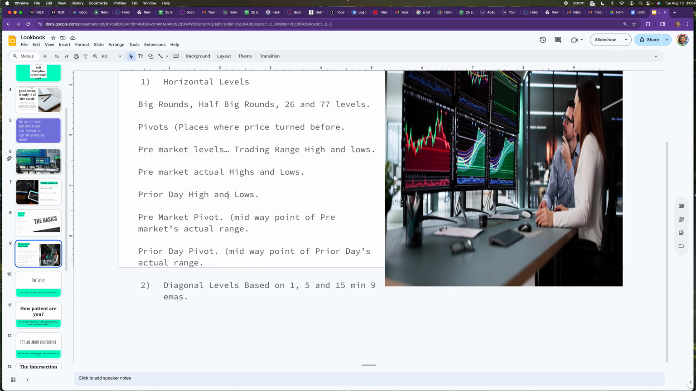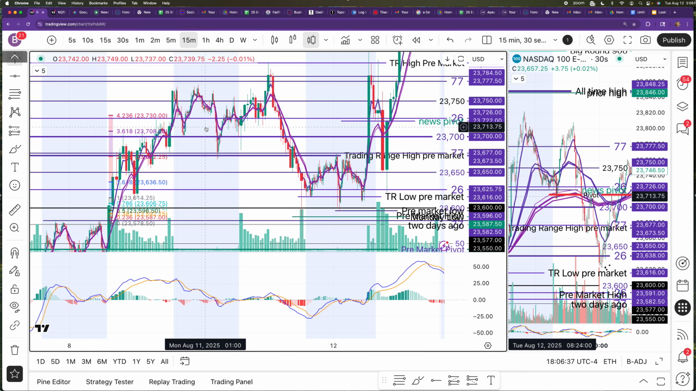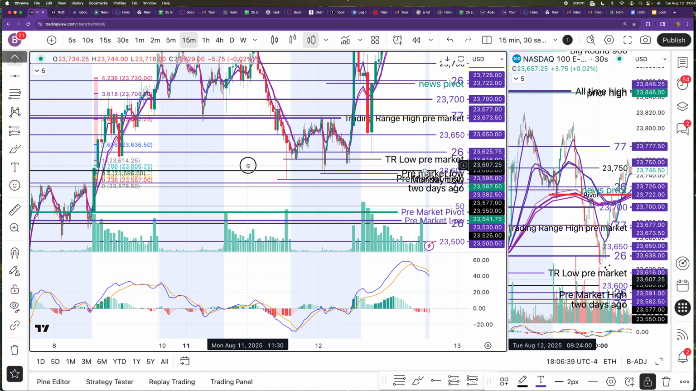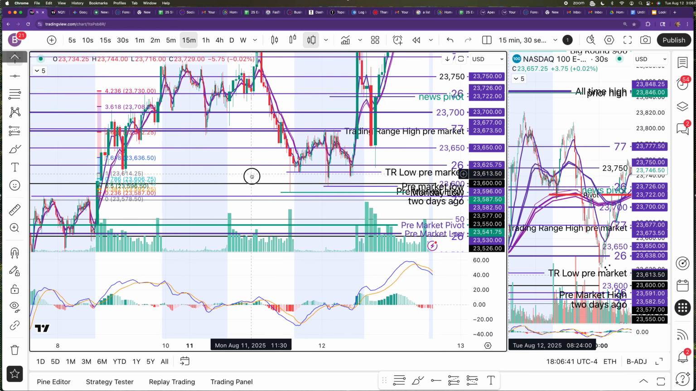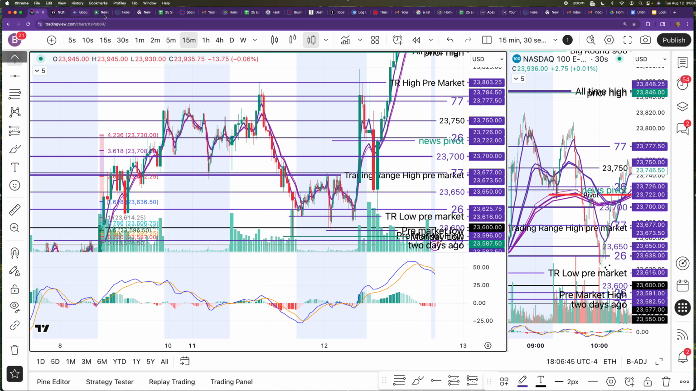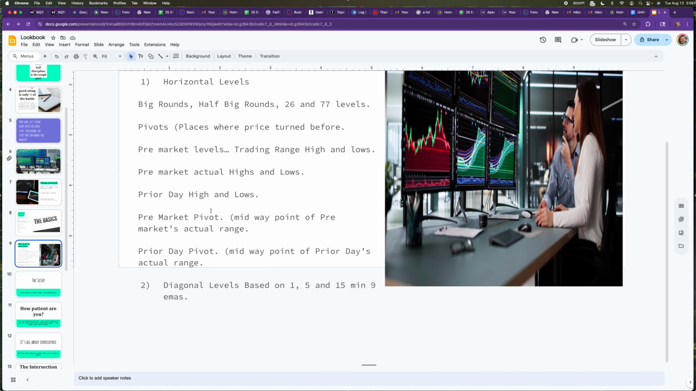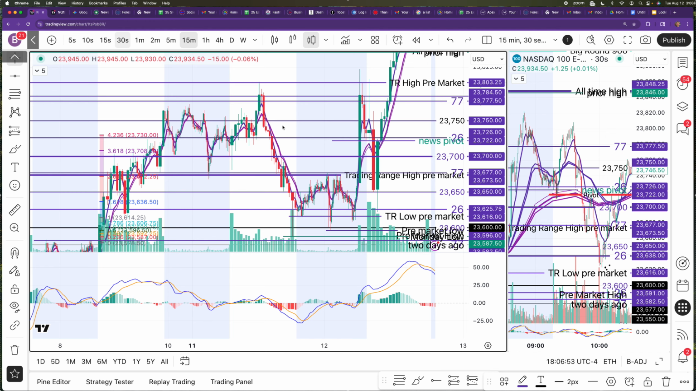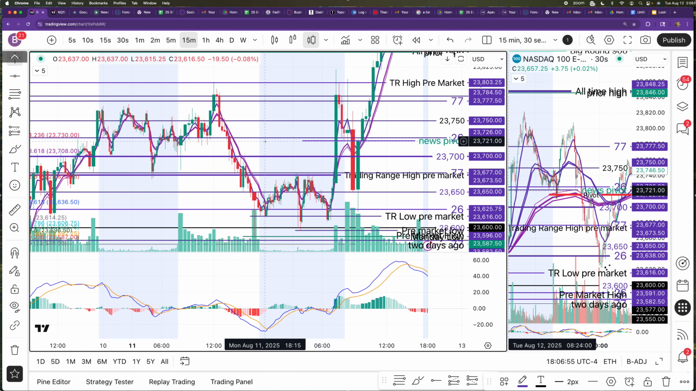And then you've got prior day highs and lows. Just go into the prior day's price action. Mark that low right here. Here's the one for yesterday. And here's the one for the high for yesterday. And then you've got prior day pivot and pre-market pivots. That's just the midpoint of the actual range.